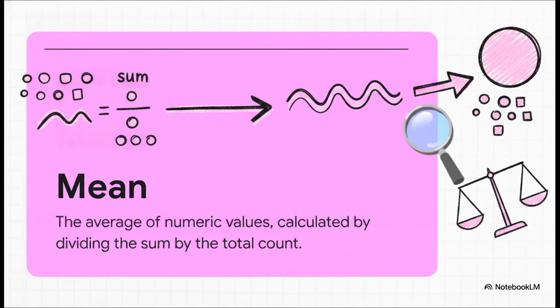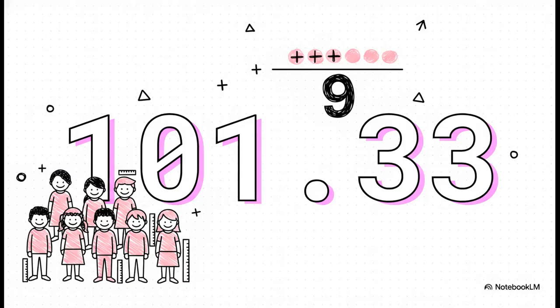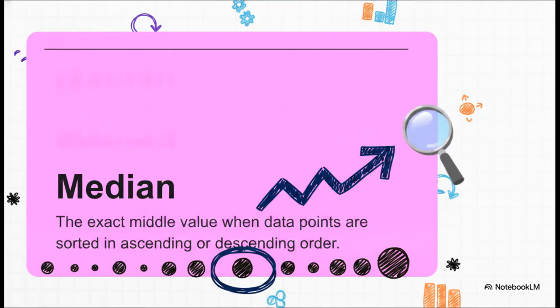If just one number in your dataset is crazy high or crazy low compared to the rest, it'll totally drag your whole average off center. Let's look at an actual calculation to see this in action. Imagine a sample group of 9 students, and we measure their heights in centimeters. We add all those heights up, divide by 9, and boom, that gives us a mean height of 101.33 centimeters for this specific group. But what happens if we do have outliers, like one really, really tall student?